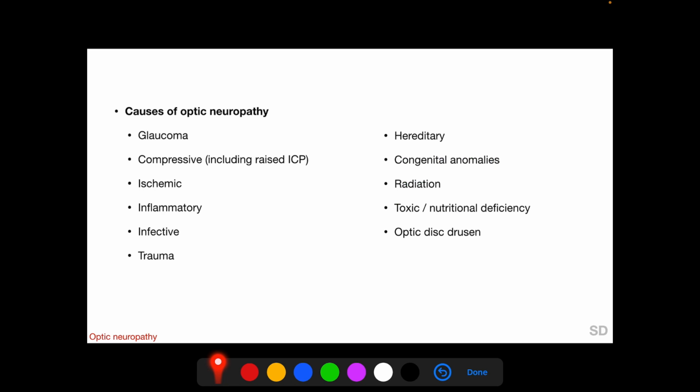So there is a list of causes of optic neuropathy which is quite important to remember. So first of all, we have glaucoma, which will be dealt separately as a broad topic. Then we have compressive lesions, ischemic, inflammatory, infective, trauma, hereditary, congenital anomalies, radiation neuropathy, toxic neuropathy, neuropathies from nutritional deficiency, and optic disc drusen.